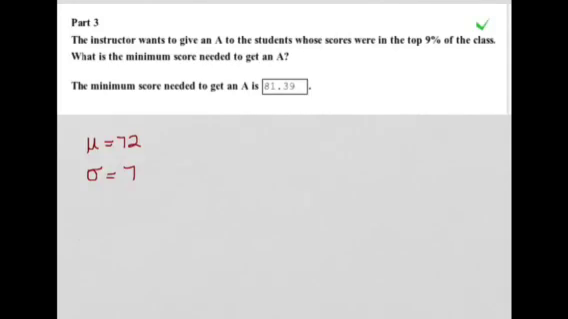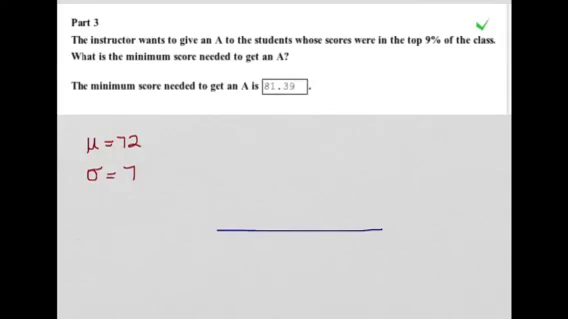In this set of problems, we have a class that has an average grade of 72, so the mean is 72, and the standard deviation is 7. Now in part 3, it says that the instructor wants to give an A to the students whose scores were in the top 9% of the class, and we want to find the minimum score needed to get an A.